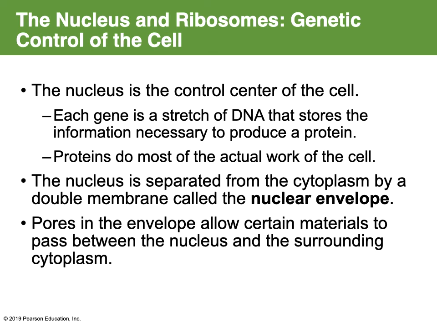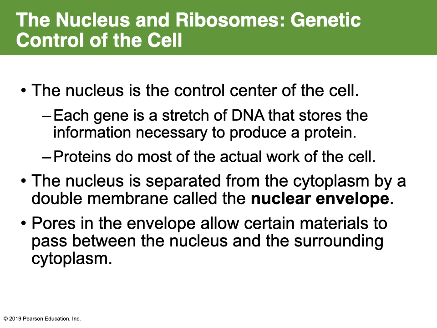Now the nucleus, so right now we're talking about a eukaryotic cell. The nucleus is the control center of the cell. Each gene is a stretch of DNA that stores the information necessary to produce a protein. So again, think of a gene as an individual recipe for a particular polypeptide. Those polypeptides do most of the actual work of the cell, like moving stuff around, carrying out the functions of the cell, enzymes, all these guys. So obviously, the code that determines the proteins is going to be important as to how a cell functions.